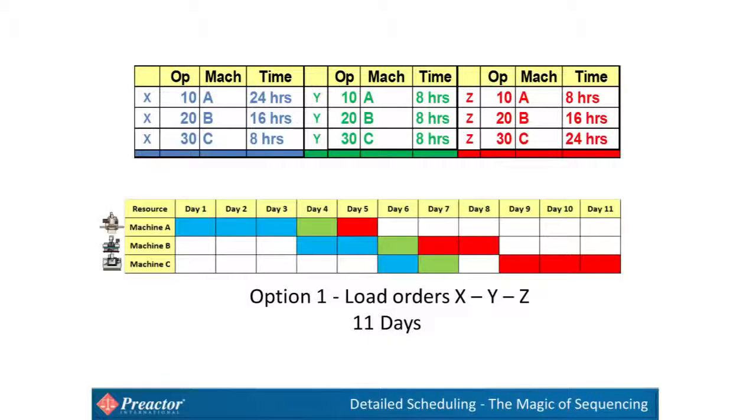The top table shows how long it takes for each operation step for each product. So product X will take 3 days for the first operation, 2 days for the second, and 1 day for the third. The run times for the other 2 products are shown too. The bottom table shows how the schedule would be if we added all the operations for X first, then Y, then Z. It takes 11 days to complete all 3 products.